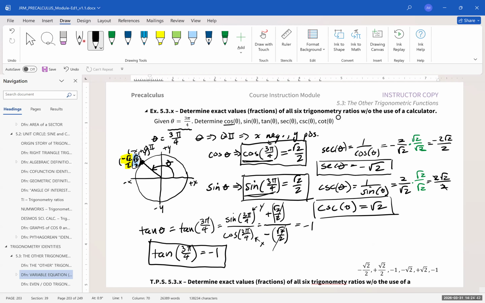And let's do the reciprocal of that. So cotangent of our angle is equal to 1 over tangent of our angle. And so, we can just think of -1 as -1 over 1. But if you flip the ones, it doesn't make a difference. Still -1. So that's what the value of our reciprocal to tangent is. The value of cotangent is also -1.